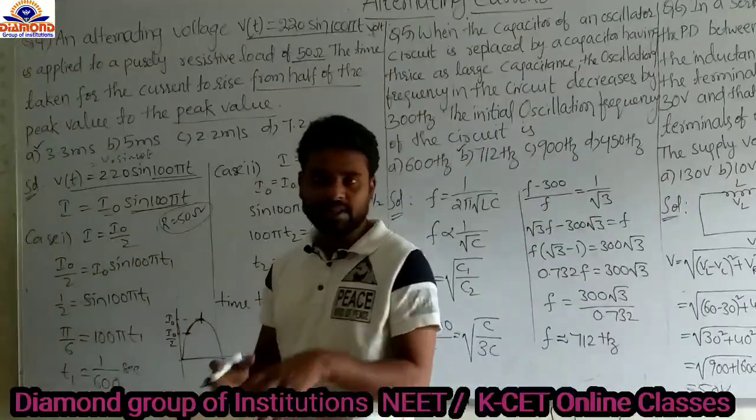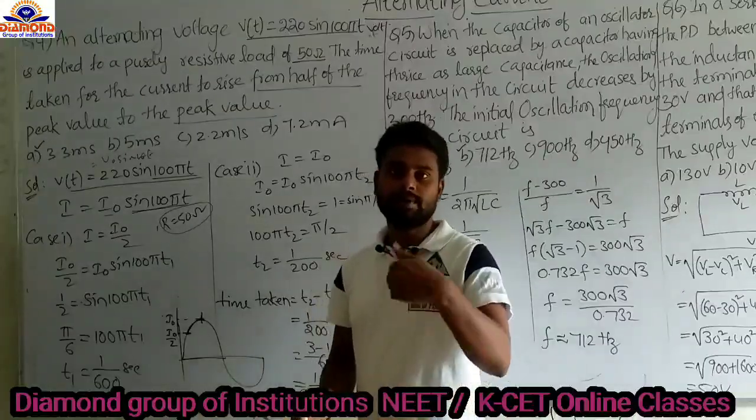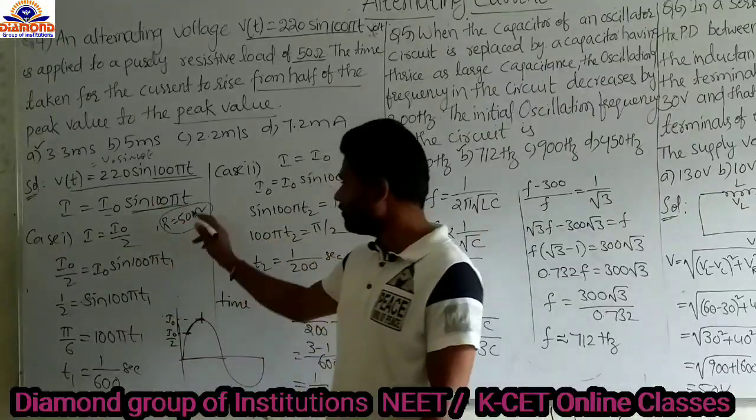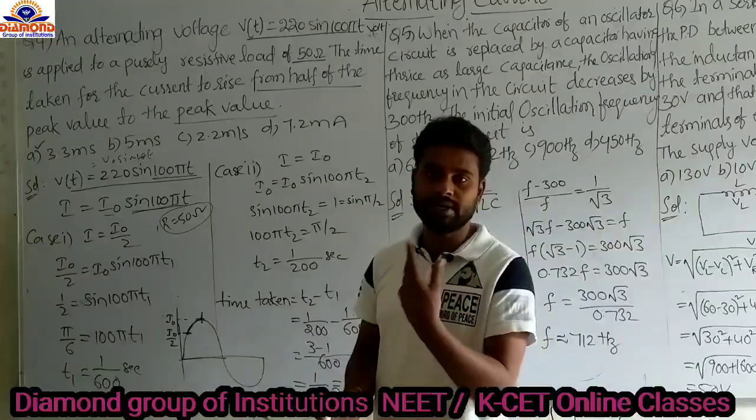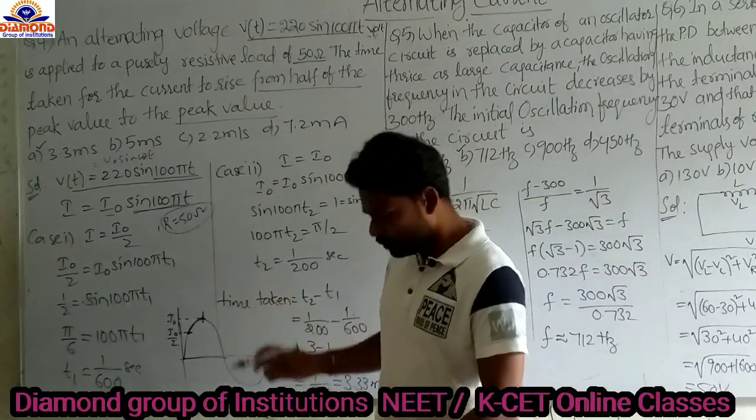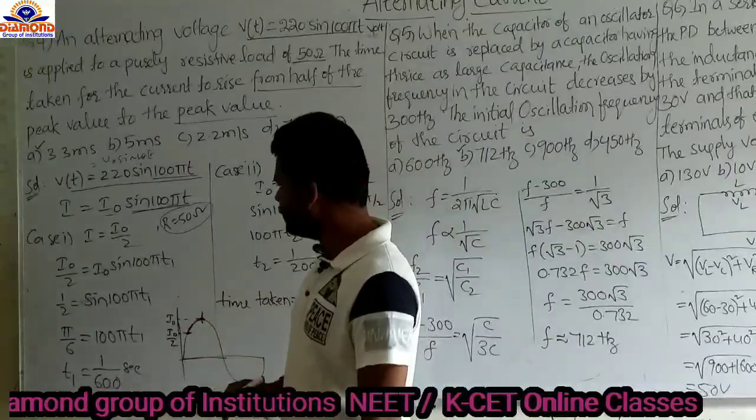Actually we can find the I naught value also. I naught equals V naught by R. The V naught value is 220, the R value is 50, so 220 by 50 gives the I naught value. But there is no need to use that here, we can find it very easily.